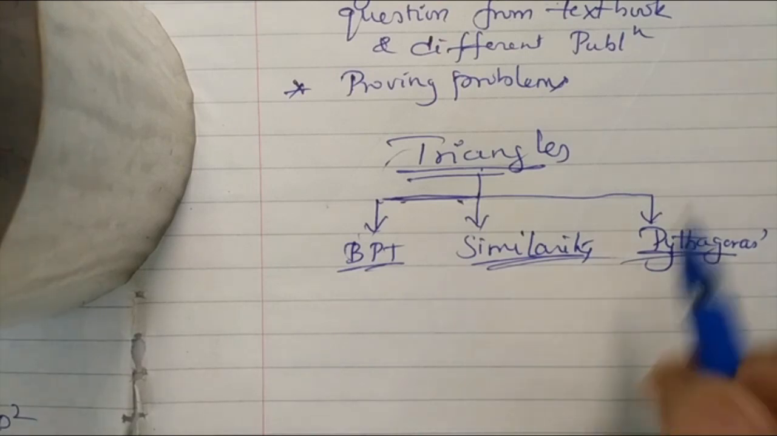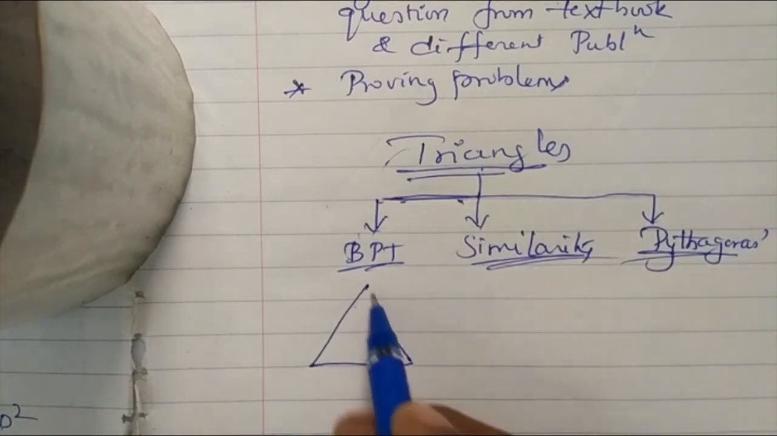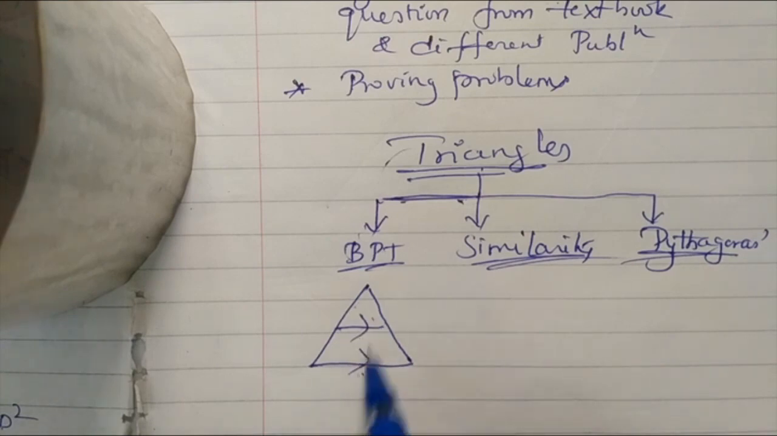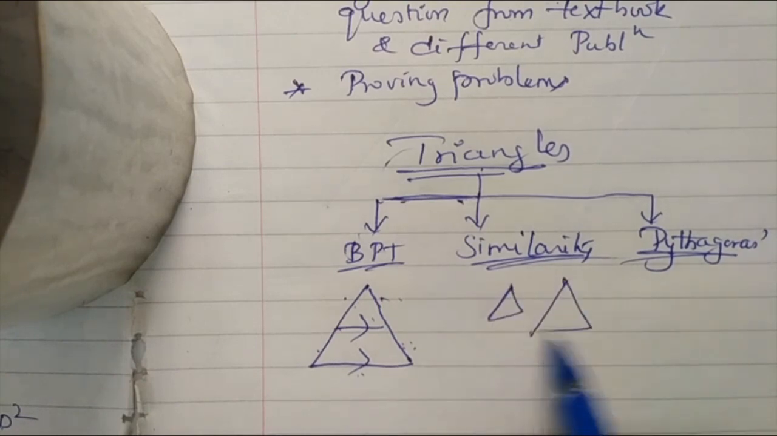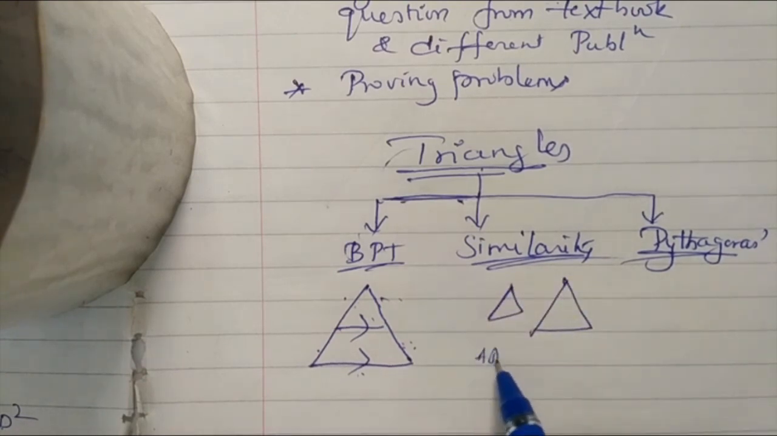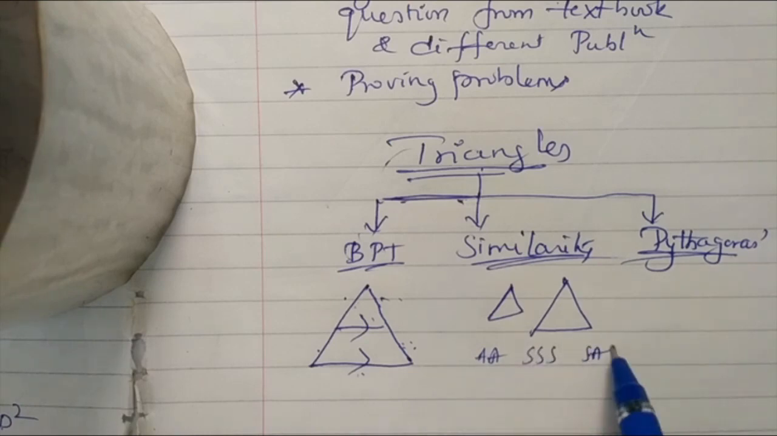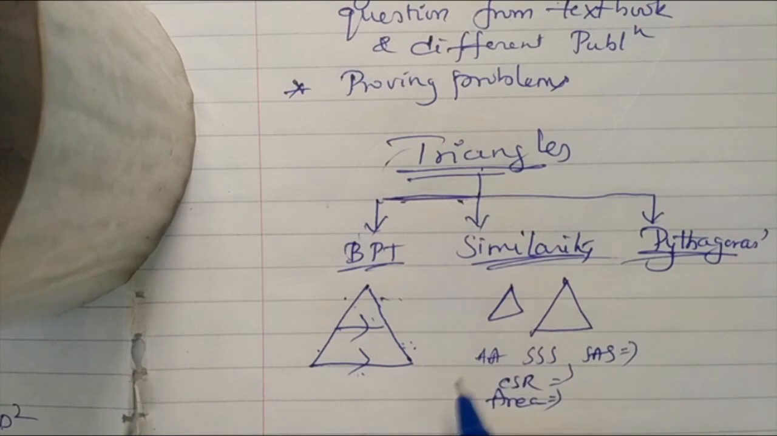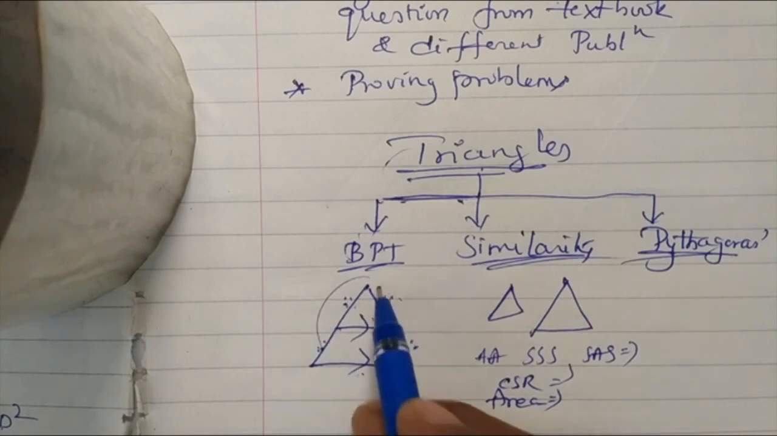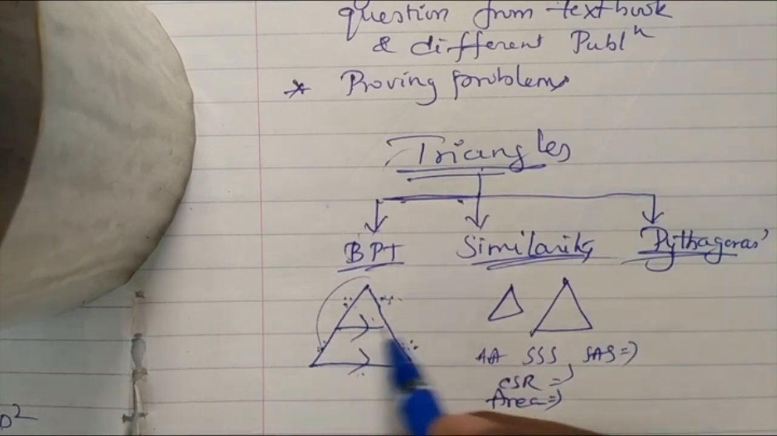All are triangles only. In BPT, this is the main shape: two lines are parallel, the other two sides are in proportion. In similarity, we take one smaller and one bigger triangle, and we go for AA, SSS or SAS criteria. Then we go for the corresponding sides ratio, then we go for area. So these three are the important levels of similar triangles. In BPT, we write the ratio of the other two sides, and we follow three formats: up by up, down by down, up by full, or full by up.